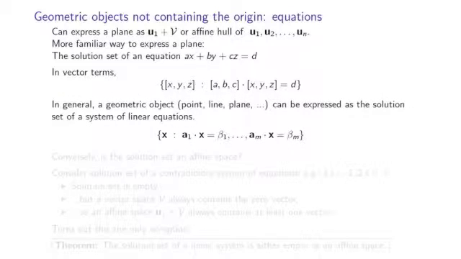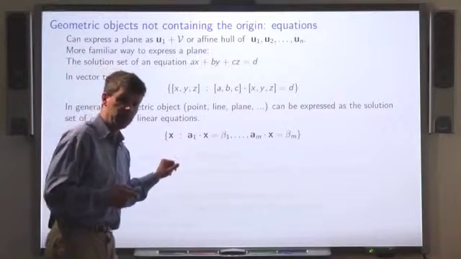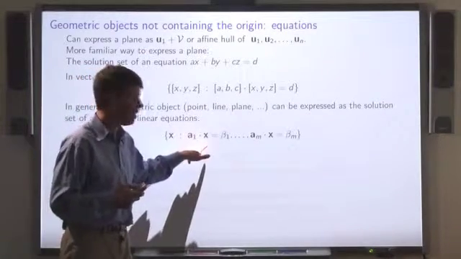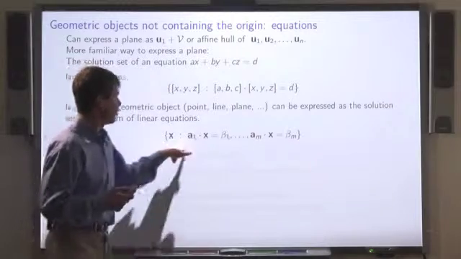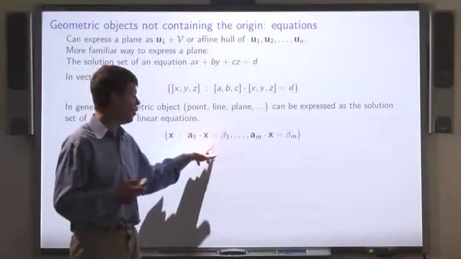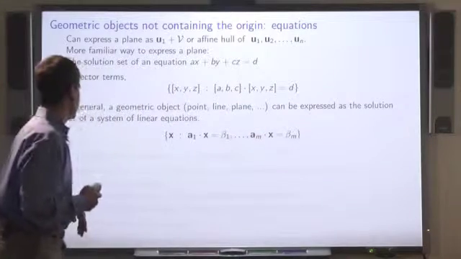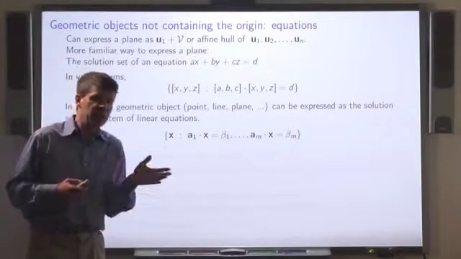In general, a point, a line, a plane can be written as the solution set of a system of linear equations. Remember, a linear equation is an equation involving the dot product with the vector variable. So here the linear equations are a1 dot x equals beta 1, and so on up to am dot x equals beta m. Well, what about the converse?